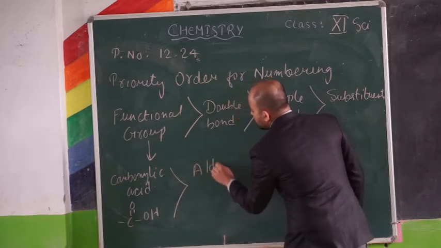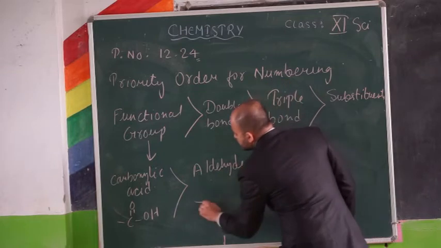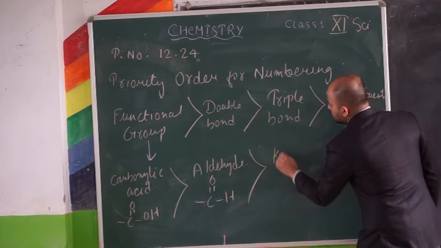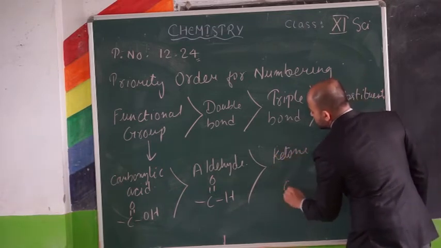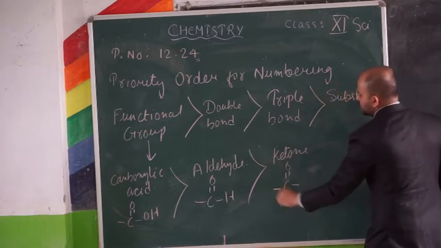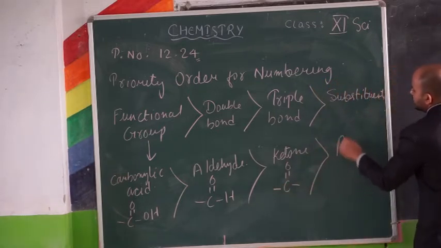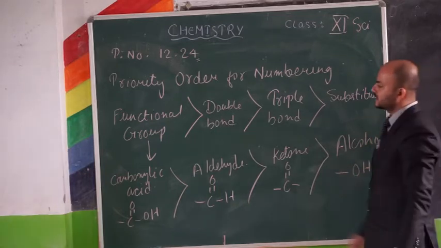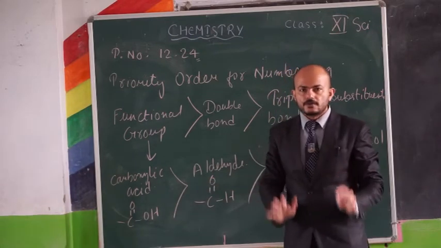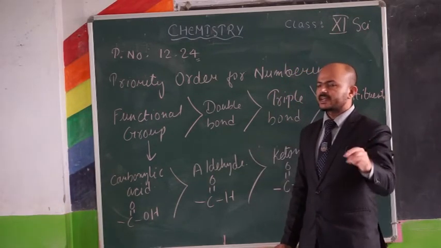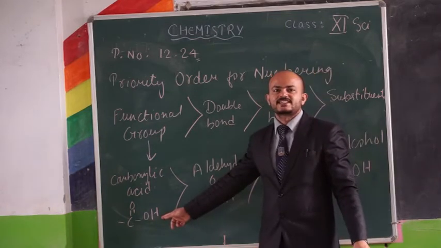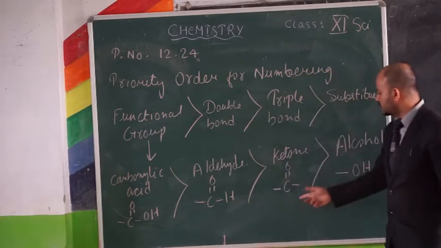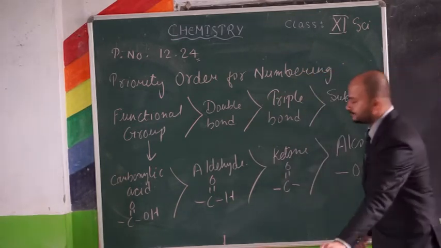After that comes aldehyde, that is C double bond OH. Then comes ketone. Ketone is C double bond O, and on both sides you have a carbon chain; you don't have hydrogen. Then at last is alcohol. Alcohol is OH. These are the functional groups. So in a compound, if you see more than one functional group, you have to start numbering from the side from which carboxylic acid comes first. Then aldehyde, then ketone, and the last preference is given to OH.